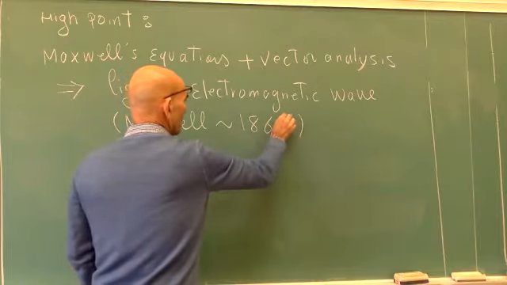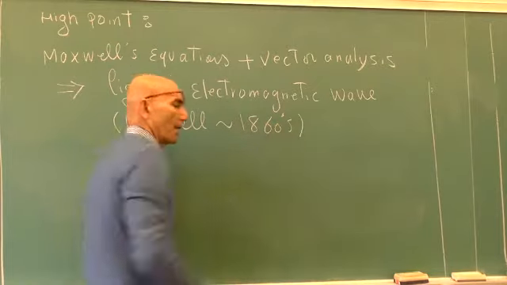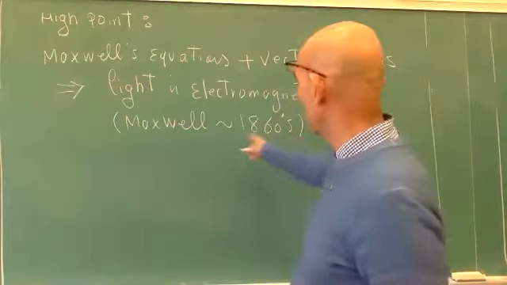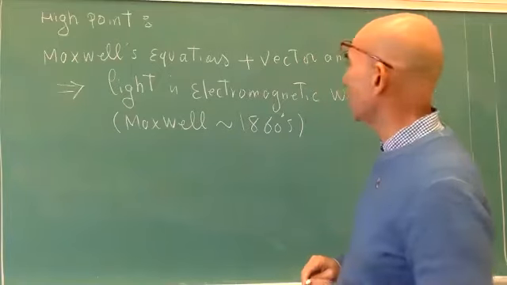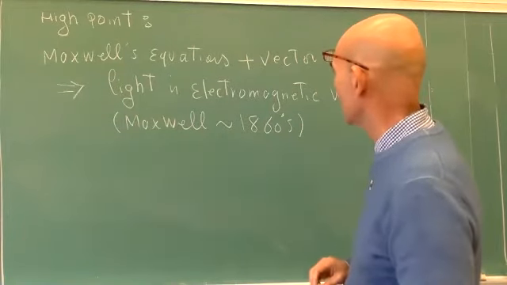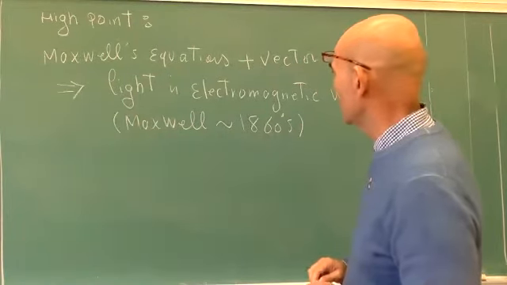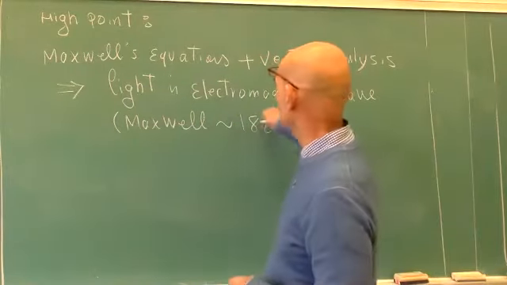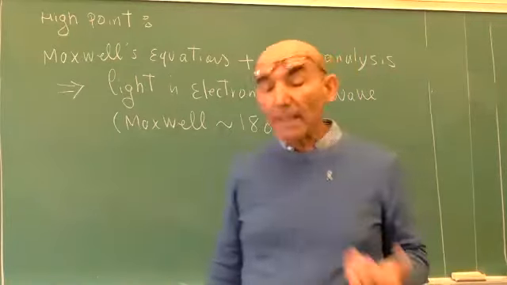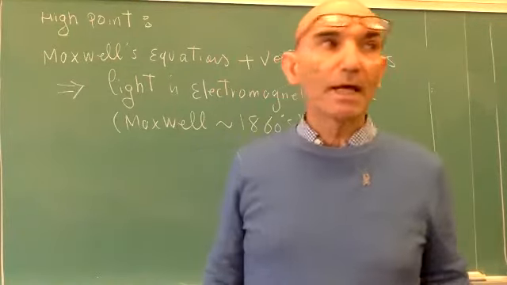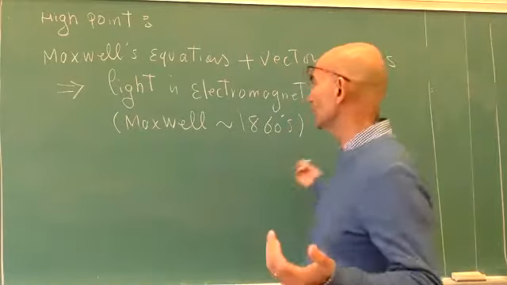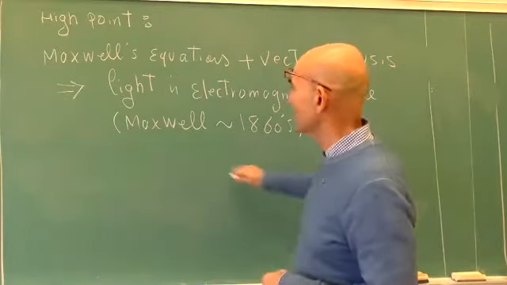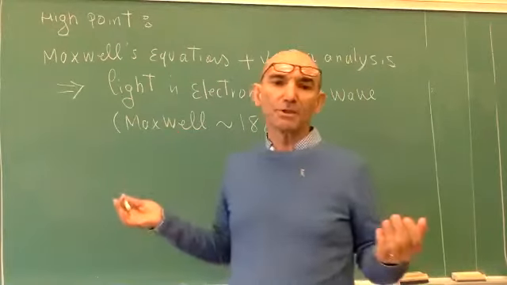He wrote a few fundamental papers on electrodynamics, electricity and magnetism in the 1860s, and one of the highlights of his work was that he was able to convincingly show that light is an electromagnetic wave. That's really amazing, because up to that point, people thought that these two things are totally different. There are electromagnetic things and there is light. They have nothing to do with each other.